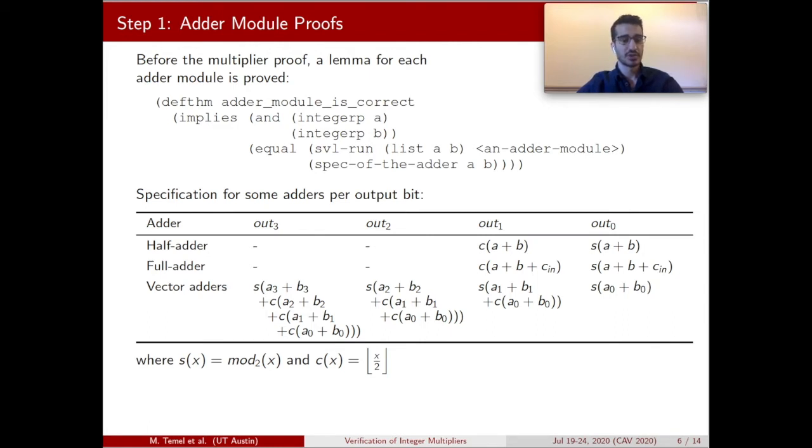We prove such conjectures about adders with a set of rewrite rules. This method is described in our paper, and we omit the details here in order to save time, and we focus on multiplier proofs instead. When such defthm events succeed, they are saved as rewrite rules. So whenever we run into an instance of an adder module while rewriting the multiplier modules later, we can replace that instance with the specification of the adder module.